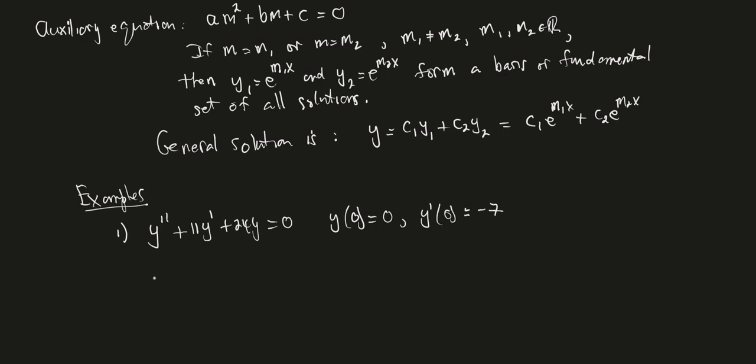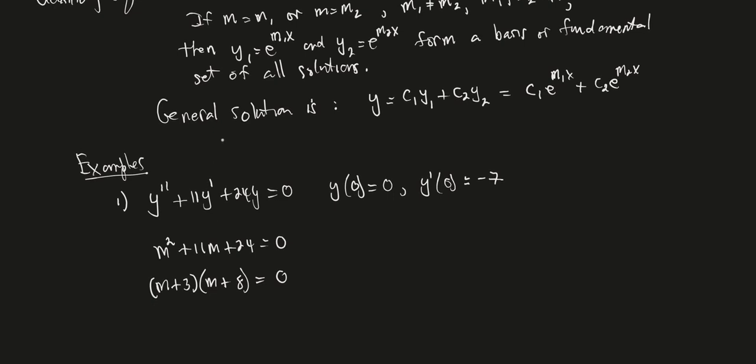And that, in this case, is going to be m squared plus 11m plus 24 equal to 0. Then we have to ask ourselves, we have a quadratic now, can we factor this? And this one is factorable. If you look at it closely, you have (m plus 3) times (m plus 8), right? So that's the factorization. So right away, we see that we do end up with two real distinct roots.